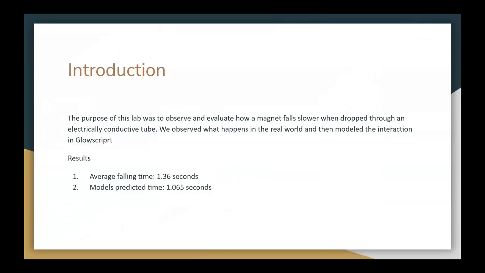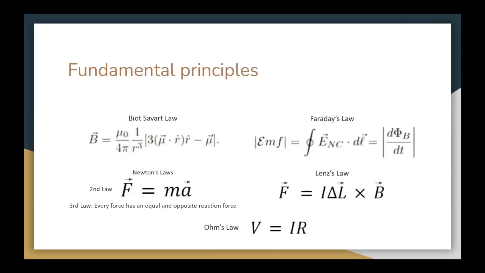The purpose of this lab was to observe and evaluate how a magnet falls slower when dropped through an electrically conductive tube. First, we performed the experiment in the real world and observed what happened, and then we modeled this interaction in GlowScript. Our results were that we found the average falling time in the real world was around 1.36 seconds, and the model's predicted falling time was 1.065 seconds.